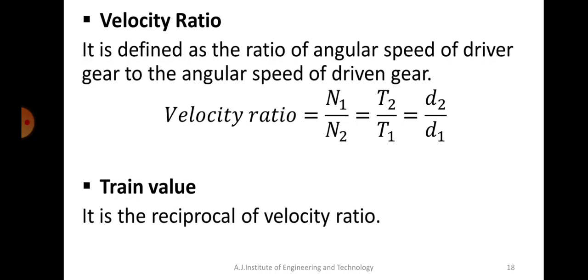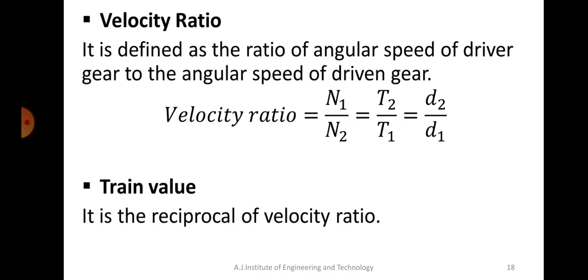So speed will vary. Let's take the speed of the driver as N1 and the speed of the driven as N2. Now velocity ratio means N1 divided by N2, speed of the driver divided by speed of the driven. What value you get is called the velocity ratio. Sometimes in problems, they will give you some of the values and not others, and you have to find them out. So it is not that the velocity ratio is always only N1 by N2.